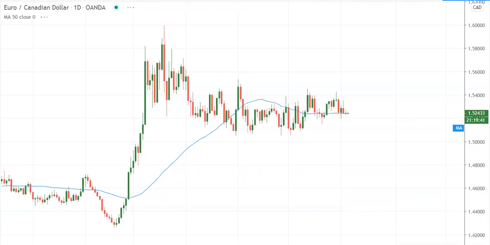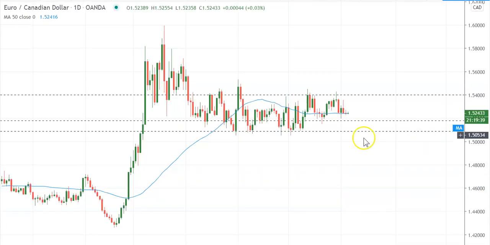Euro CAD, much the same. This is where we get beaten up. Now you've got about 200 pips in here that you're working with. You can try it, but for me, I'd just rather stay out of the market and be patient and wait, because I know that we're going to get another move sooner or later. There's going to be a move one way or the other.